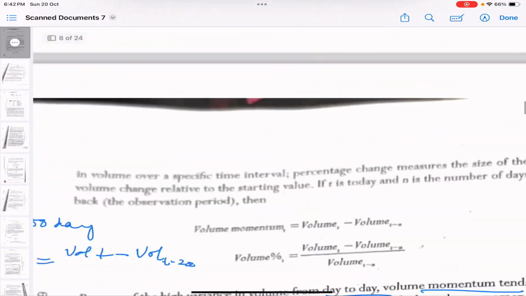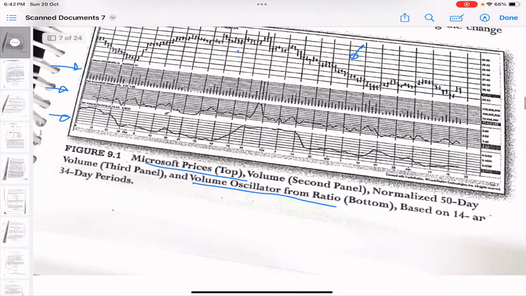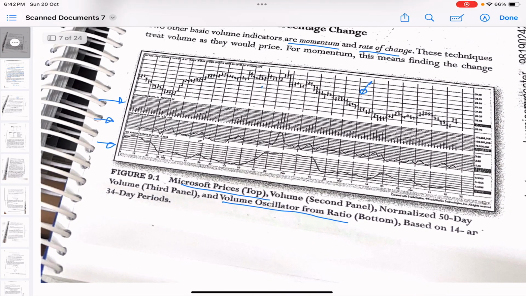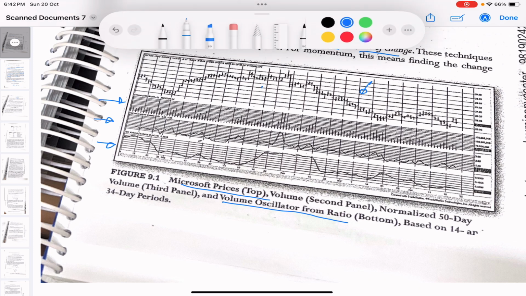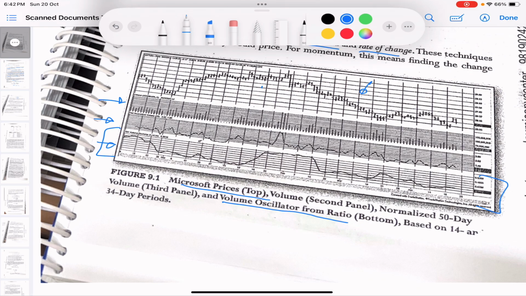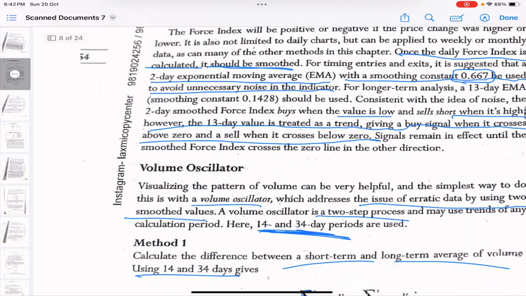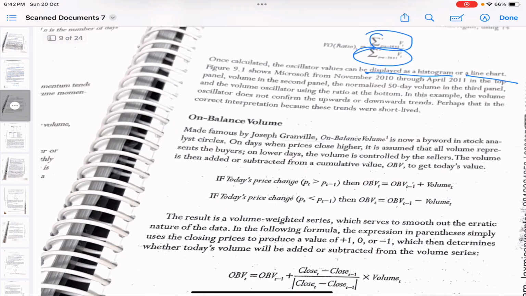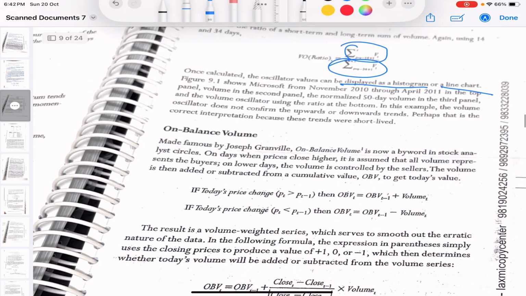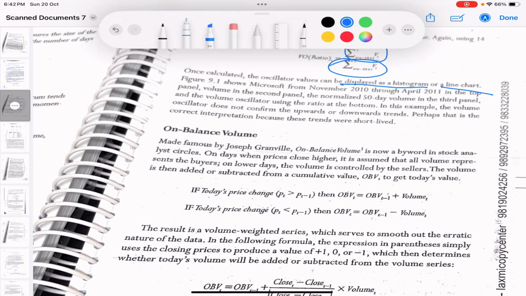I think it's above. Yeah. So look at this. This is figure 9.1, and you can see that the third indicator which is plotted is basically a volume oscillator which is plotted using the ratios. Microsoft from November 2010 to April 2011, volume in the second panel, the normalized 50-day volume in the third panel. The volume oscillator using the ratio at the bottom.